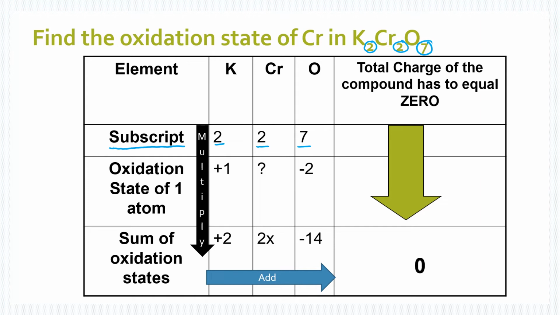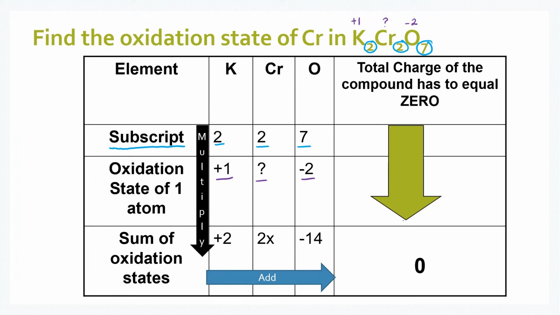So oxygen, the rule is that it has a -2. Potassium, if we were to look on the periodic table, has a +1 if it was in an ionic compound. And the only one we don't know and we're looking for is chromium. So +1 for K, Cr is question mark, and oxygen -2.